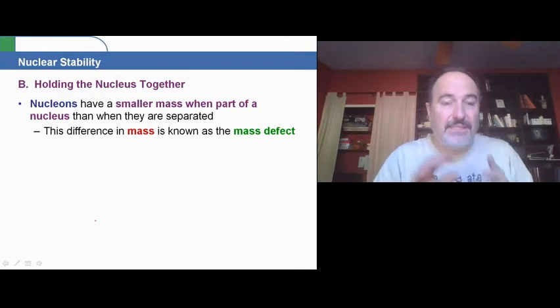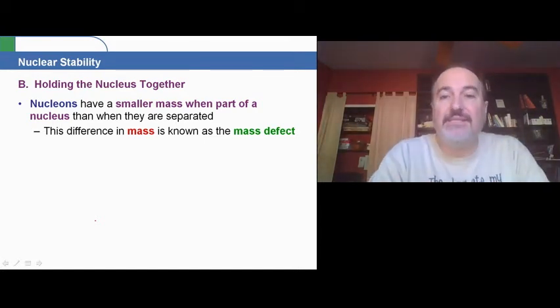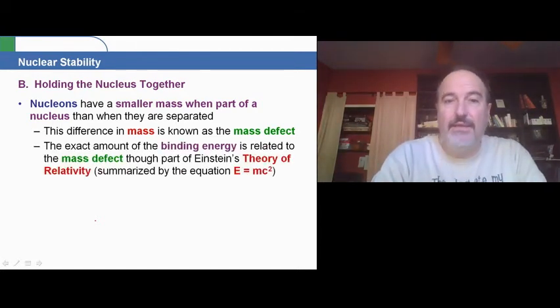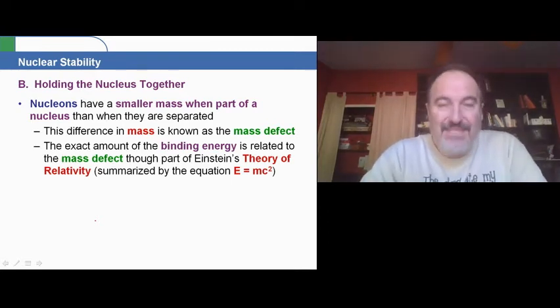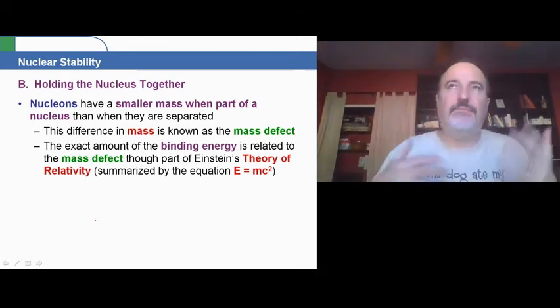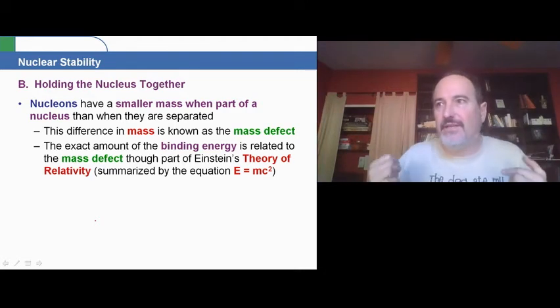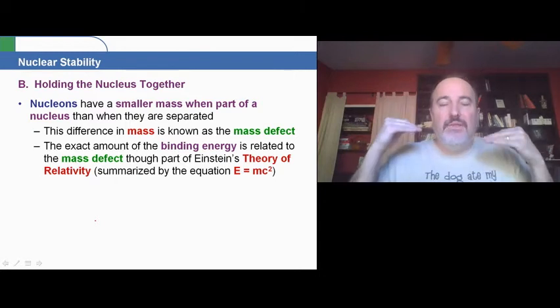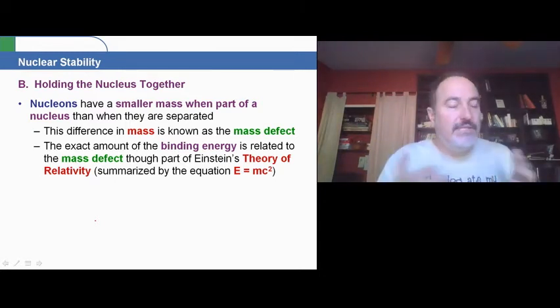Now, this mass difference is known as the mass defect, okay? And this is where the binding energy comes from, all right? This is where all of the energy comes from when you hear about nuclear reactions, when you think of atomic bombs or nuclear power plants. The amount of energy in these reactions can be incredibly large, much higher than a chemical reaction could be.